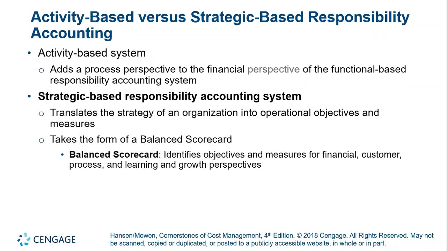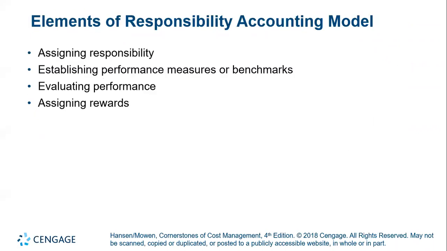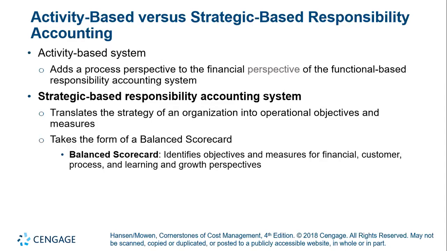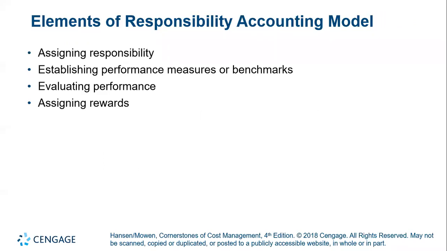Now, we have already started with what a balanced scorecard is in the book of Van der Beek. And actually, I have discussed the exercises with examples of the balanced scorecard. So we now have the strategic-based elements of responsibility accounting model. Take note that the responsibility accounting model is now this strategic-based. The elements are assigning responsibility, establishing performance measures or benchmarks, evaluating performance, and assigning rewards. So, again, the elements of the responsibility accounting model.